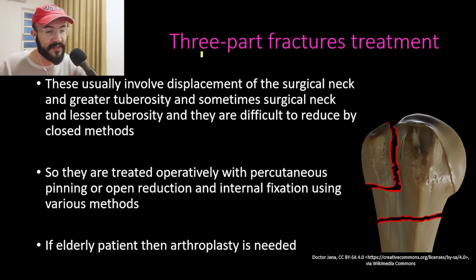Now, regarding the treatment of the three-part fractures, these usually involve displacement of the surgical neck and greater tuberosity, which is the example that you can see here, but sometimes they involve displacement of the surgical neck and lesser tuberosity. They are difficult to reduce by closed methods, so they are treated operatively with percutaneous pinning or open reduction and internal fixation using various methods. But if the patient is elderly, then arthroplasty is needed.